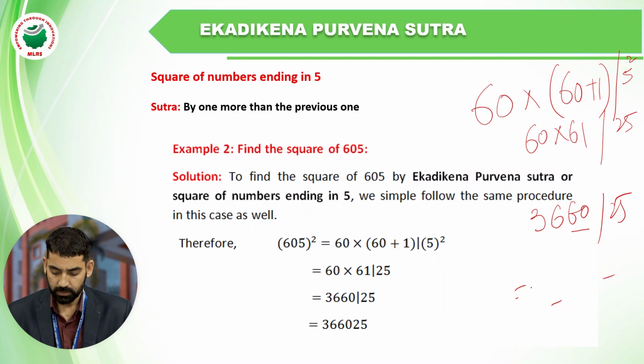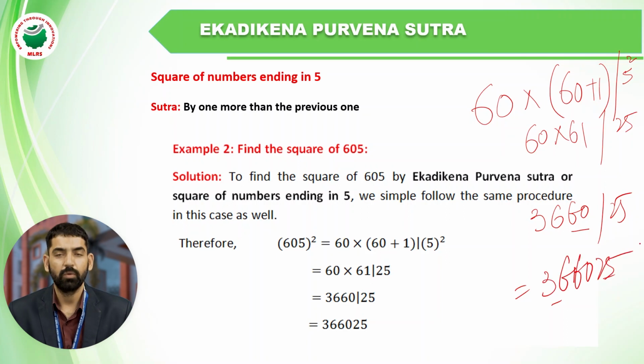Then we remove the separator, so 366025 is the square of the number 605, which is a three-digit number. Let's move to one more example to make it more clear to the students.